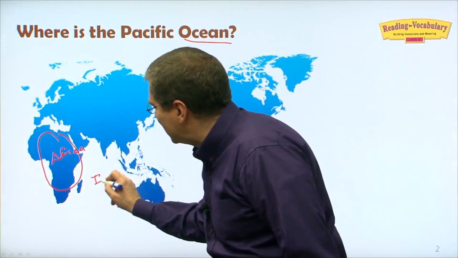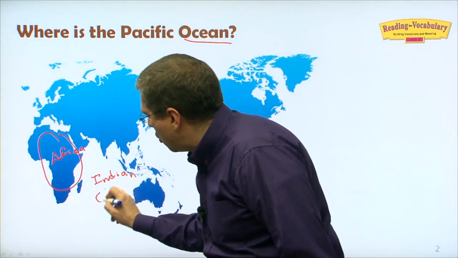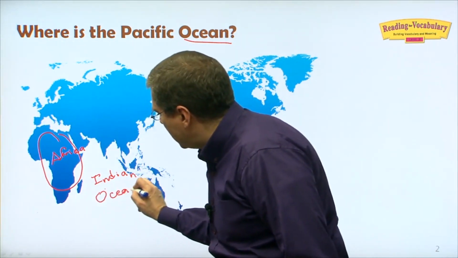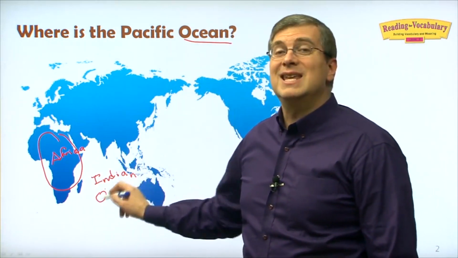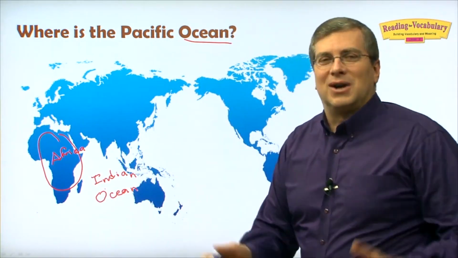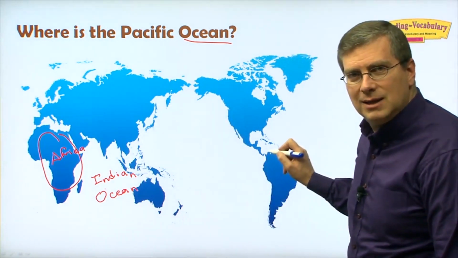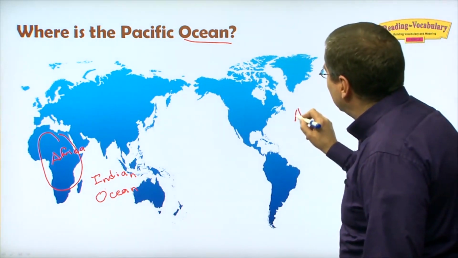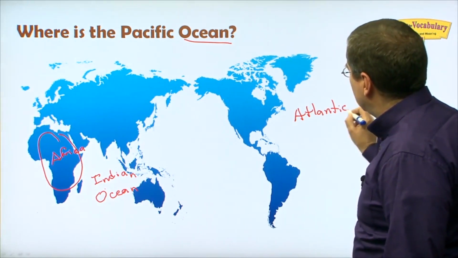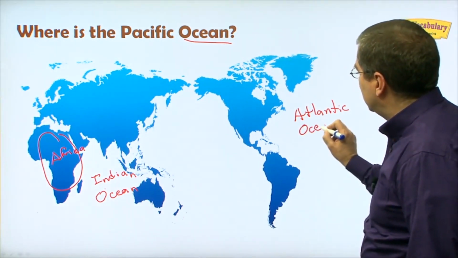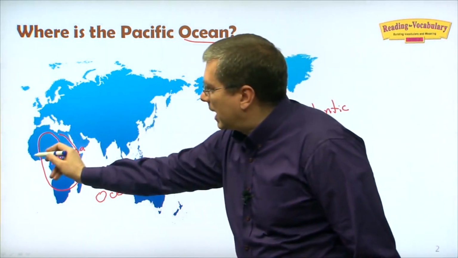This is the Indian Ocean. Okay, that's a large body of water, but it's not the Pacific Ocean. I'm sorry, the Pacific Ocean is over here, right? What? No, it's not? Okay, this is the Atlantic Ocean. The Atlantic Ocean is between the Americas and Europe and Africa.